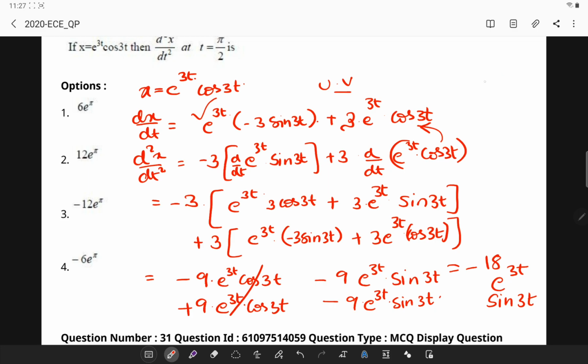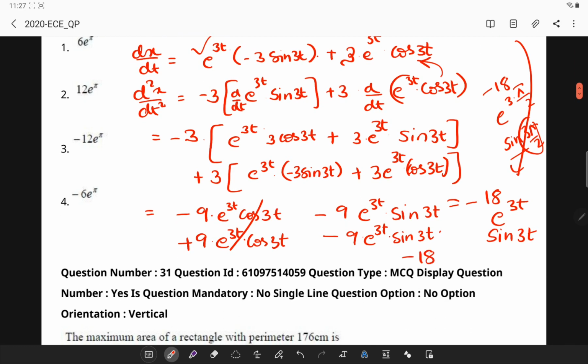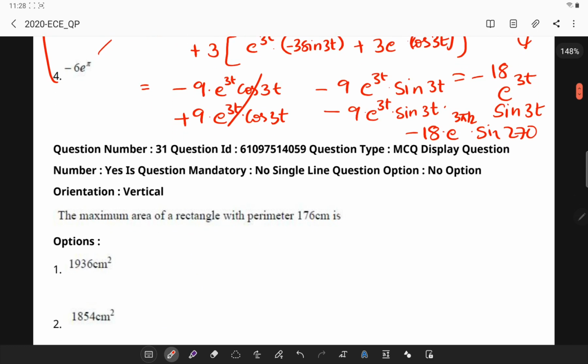Now if I substitute t is equal to pi by 2 here, I will be left with minus 18 into e power 3 into pi by 2 into sine 3 pi by 2. So the answer will be something like minus 18 e power 3 pi by 2 into sine 3 into 90, sine 270. So I don't have anything which fits in these options. This is the procedure to solve this problem.